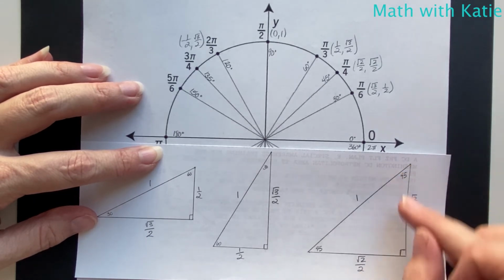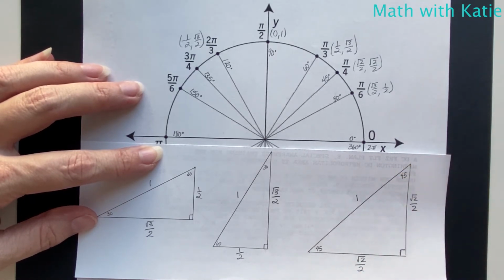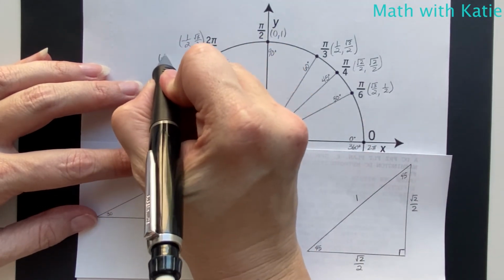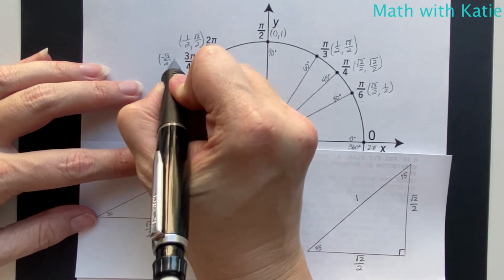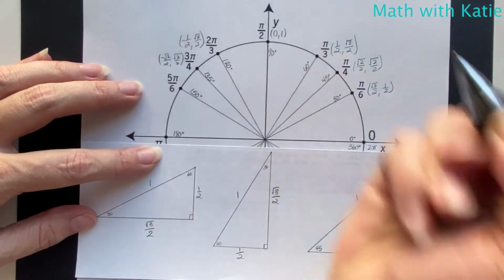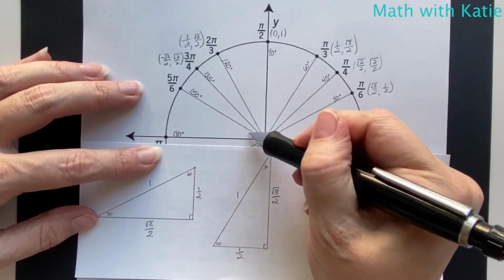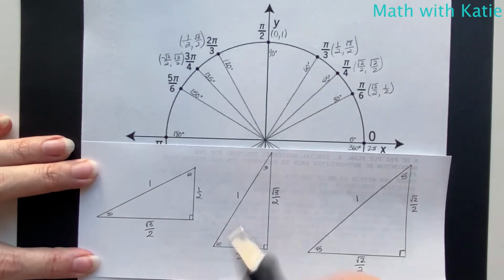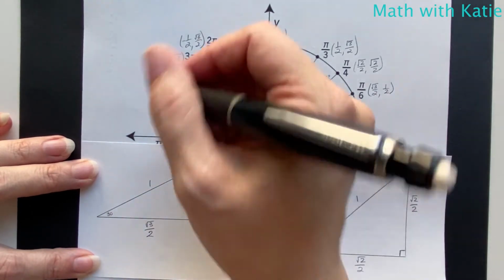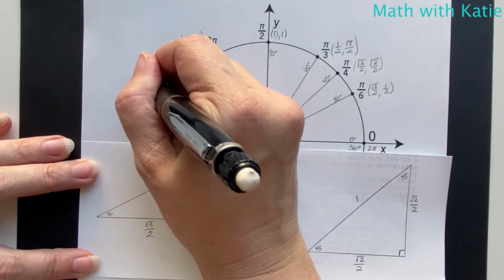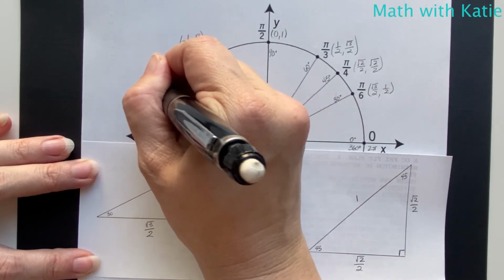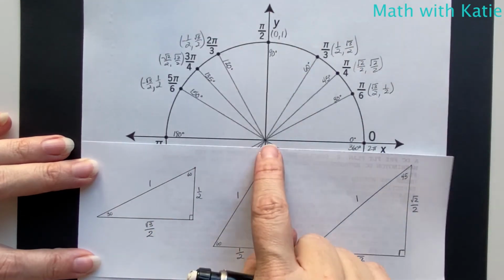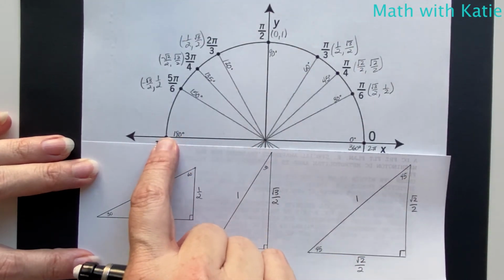Okay, now 3π/4, again, it still sticks with √2/2, except which one's going to be negative? Our x value. So negative √2/2, positive √2/2. Okay. So here, our angle is 30, so we're going with this triangle. Horizontal component, √3/2, but it's negative. And vertical component, 1/2. Okay, so here, our point here is -1, 0.